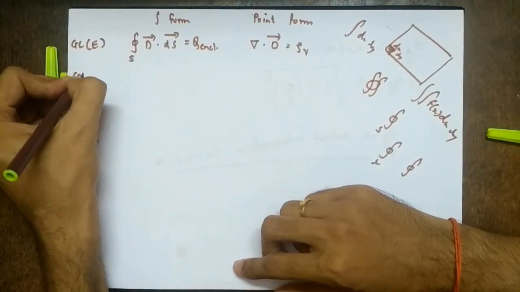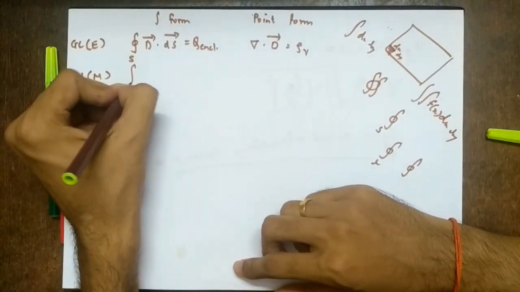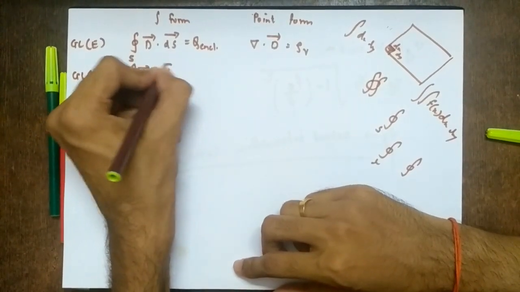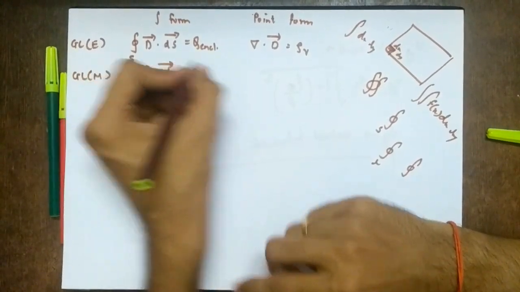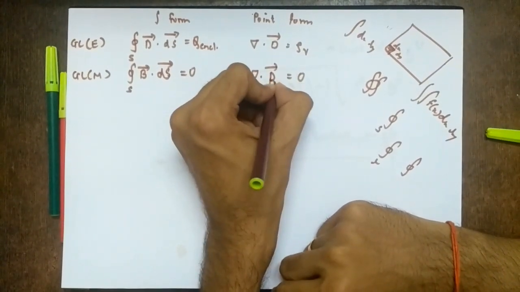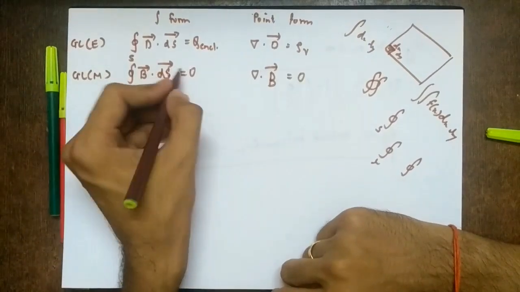Then we had Gauss law for magnetic fields. So how is it read? Again, surface integral of B vector dot dS vector equal to 0. So applying divergence theorem and solving it, what do we get? Del dot B vector is 0.